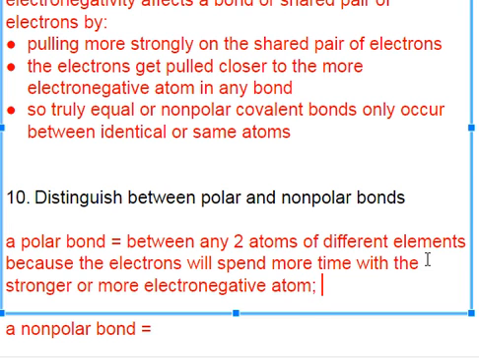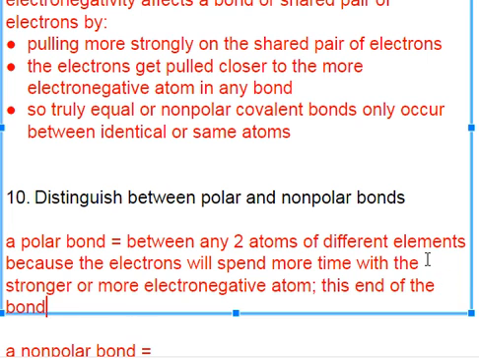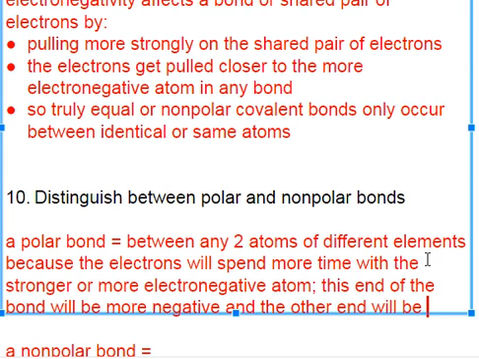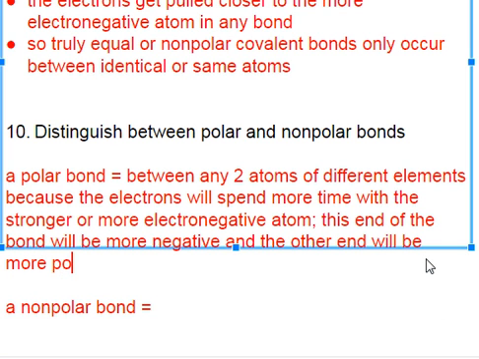That also means that end of the bond will be more negative. And the other end will be more positive. That's polarity. So when you have a positive end to something and a negative end to something. Batteries, they have a positive end and a negative end. That's polarity.